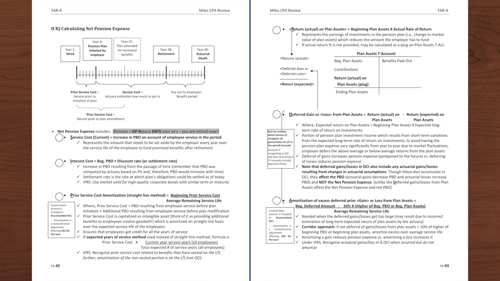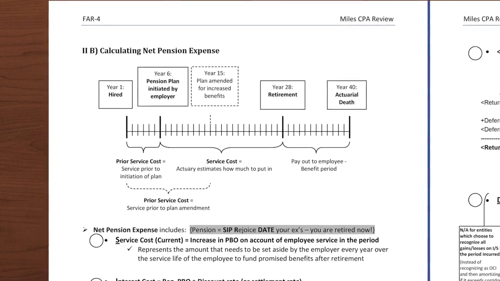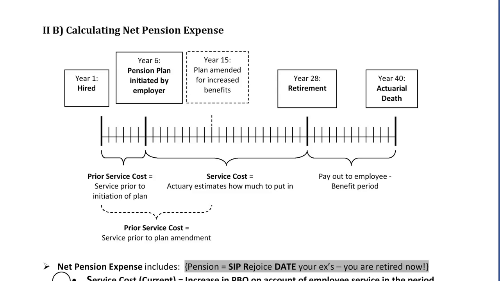Now let's get to page 42 of your book, where we learn more about SIPPing, rejoicing, and dating, because that's how you calculate your net pension expense. So look at the timeline on the top of this page. You have year 1, the employee was hired, but there was no pension plan then. The pension plan was initiated by the employer only in year 6. So that period, year 1 to year 6, is highlight prior service cost. Because the employee is going to be receiving pension benefits retrospective from the date he was hired from year 1.